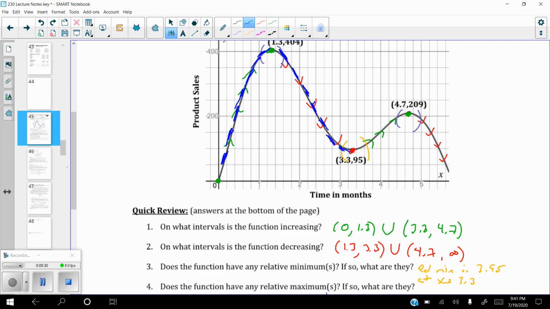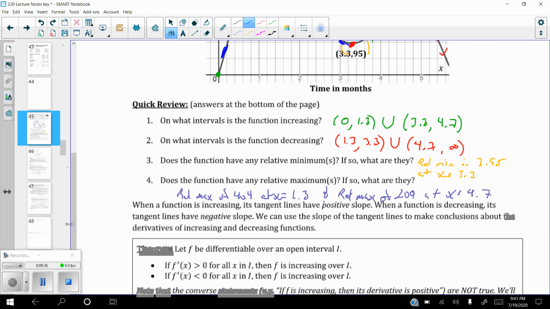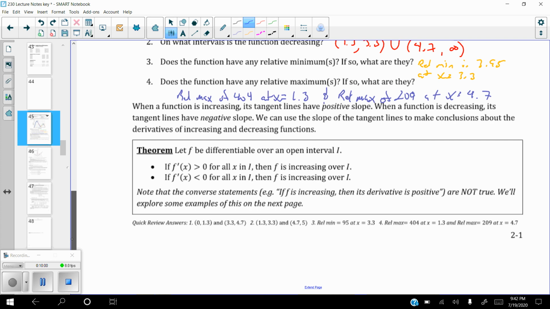And tangent lines can be found by derivatives. So when we have a tangent line which has a positive slope, it's because the derivative is positive there. Because the derivative is a slope, if you've got a positive derivative, your function is increasing. Likewise, if you have a negative derivative, then the function is decreasing at those points. So the theorem down here is exactly what I just said.